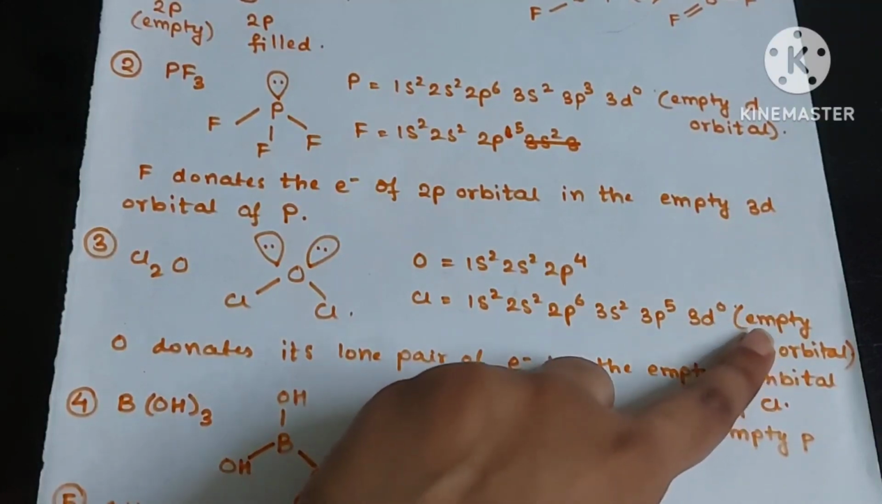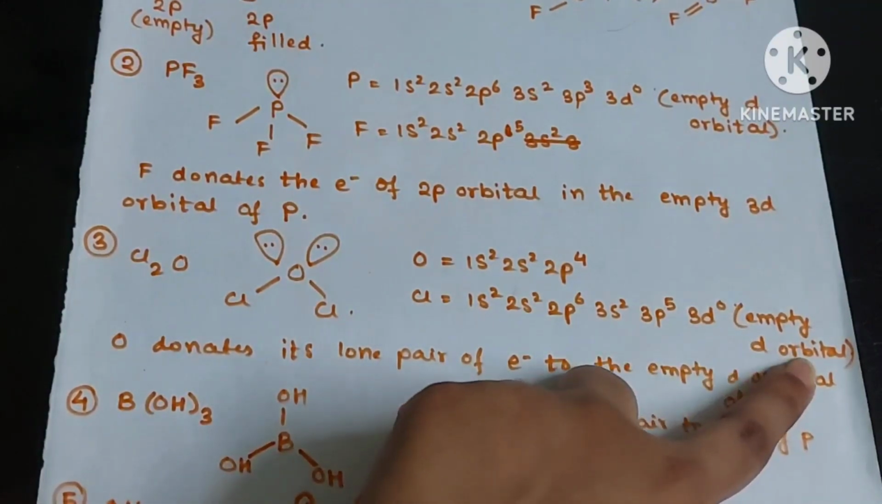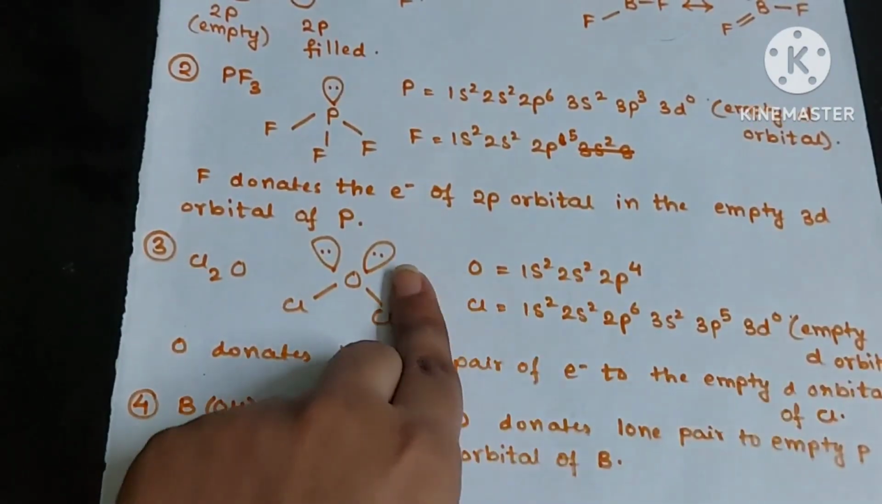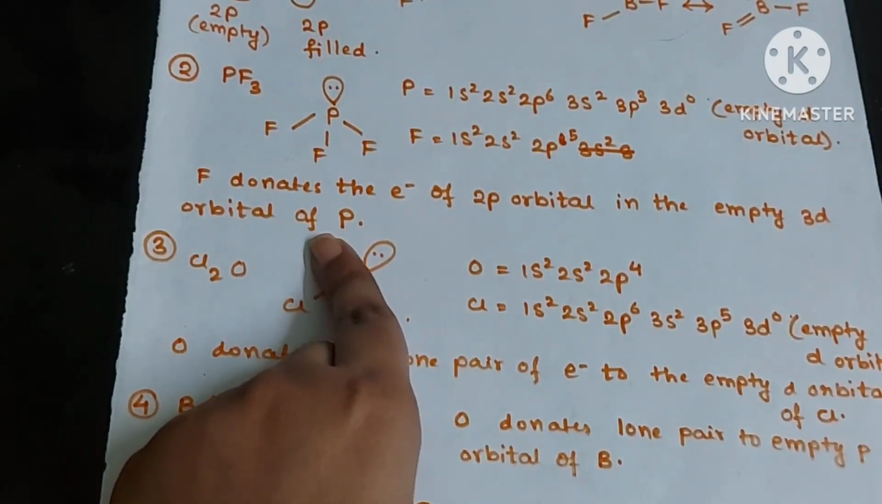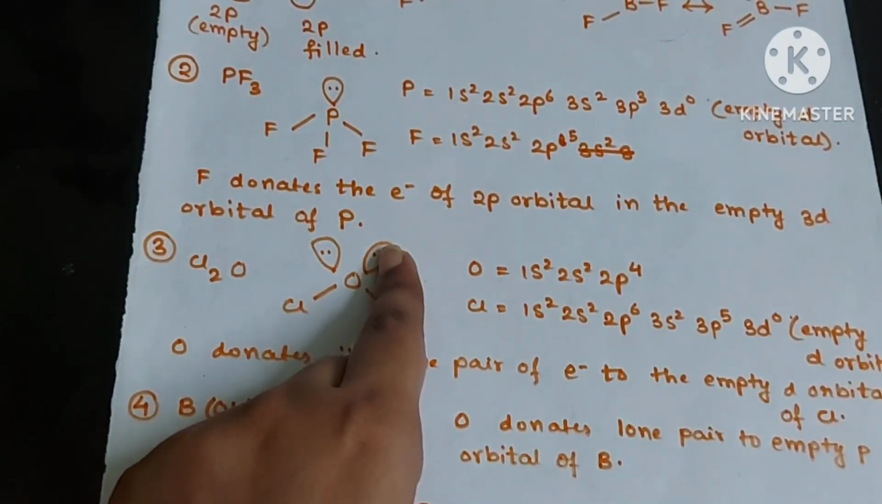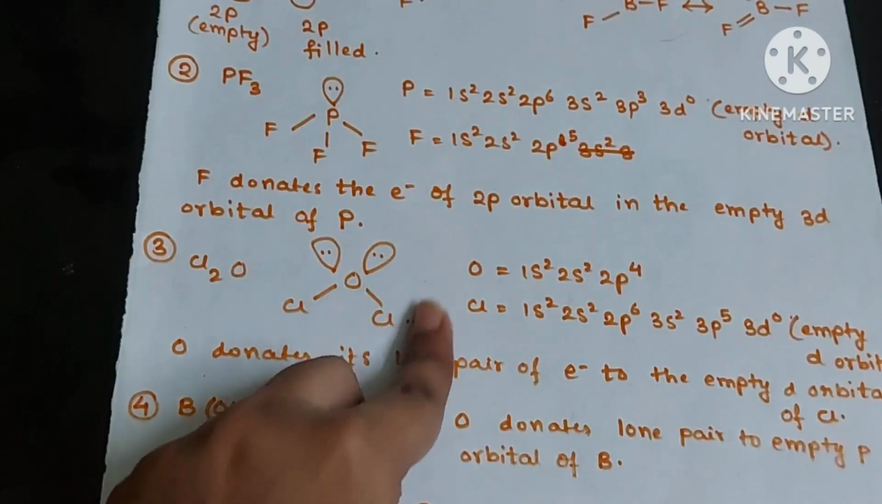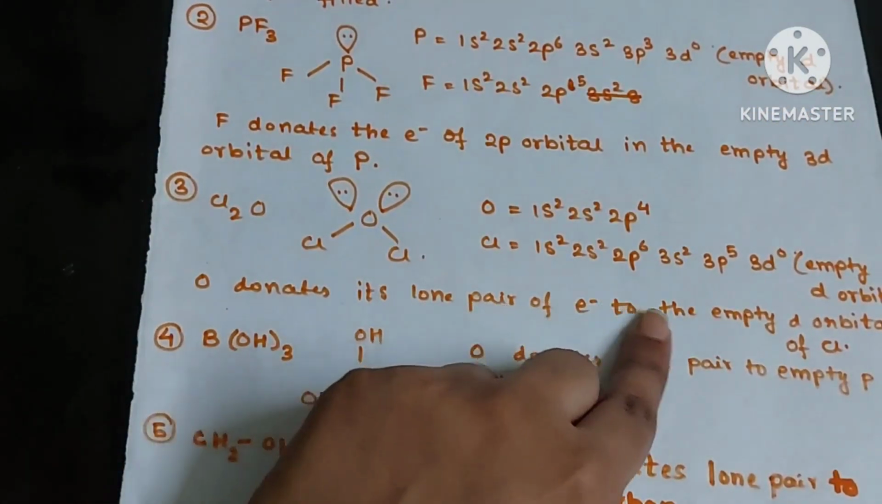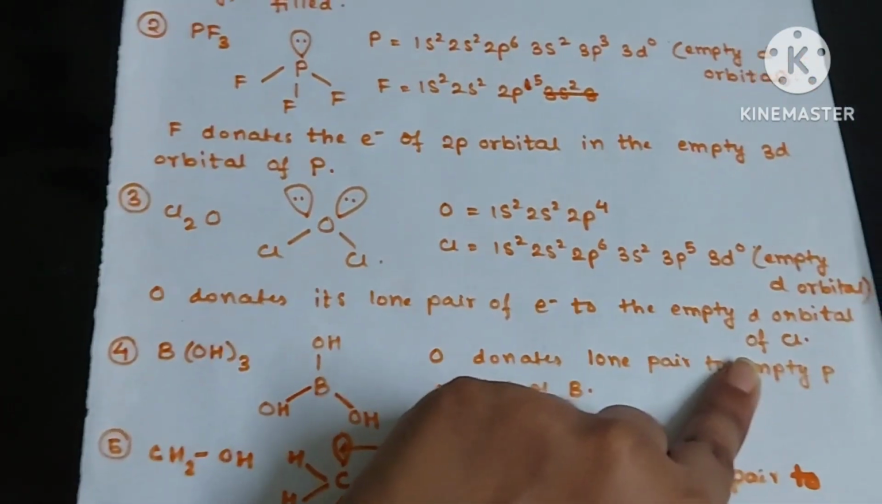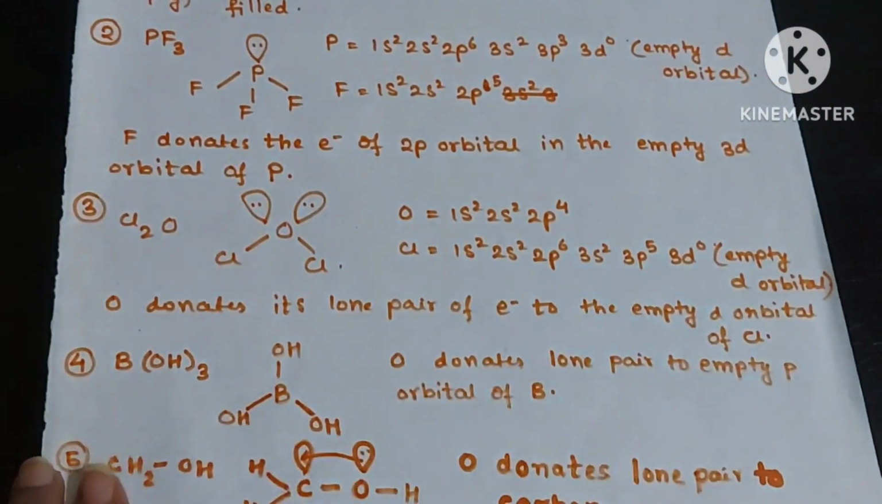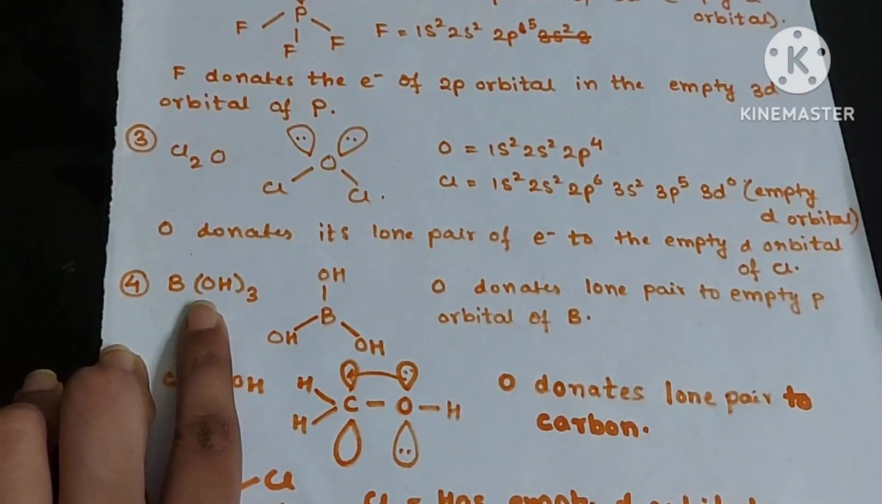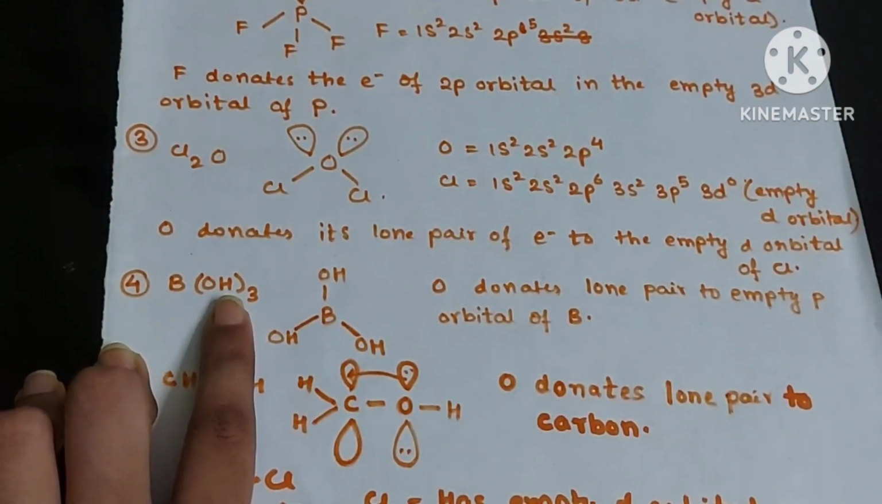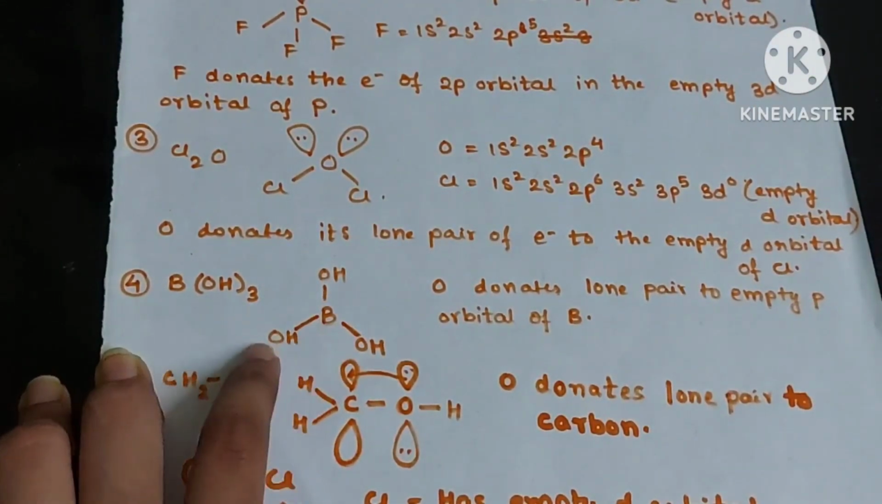So it is having an empty d orbital, and here oxygen is having 2 lone pairs, so it will donate the lone pair electrons to the empty d orbital of chlorine. So oxygen donates its lone pair of electrons to the empty d orbital of chlorine. Now the fourth example is B(OH)3, that is OH, B, OH, OH.